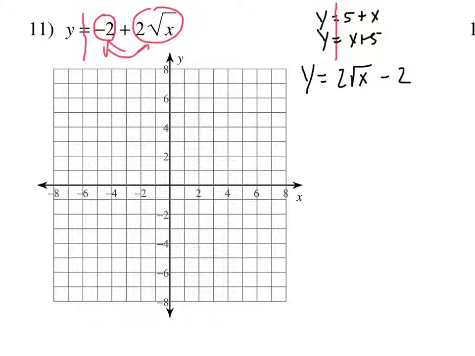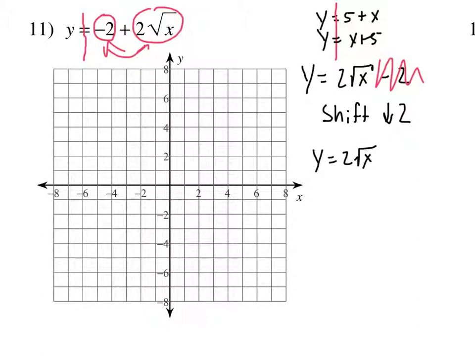That we can graph. What's our shift? Down 2. There is no x shift because there's nothing inside the square root with us, right? So we're just shifting down 2. Now, to plot points, we ignore the shift, and we only plot points for y equals 2 square root of x.